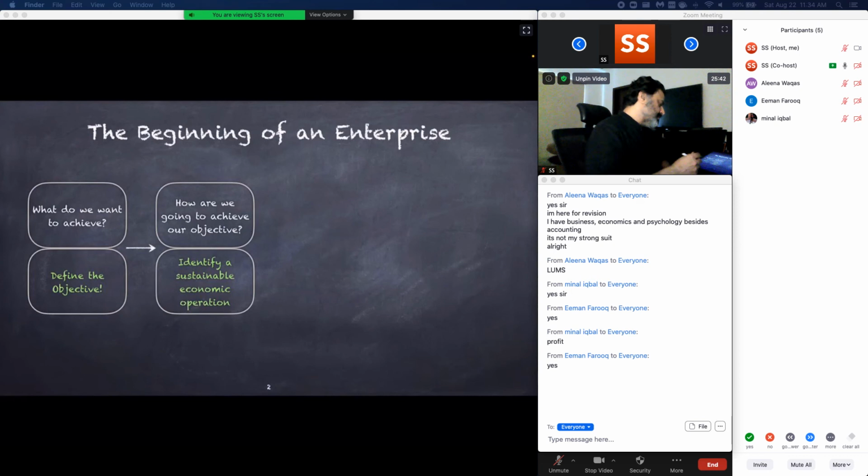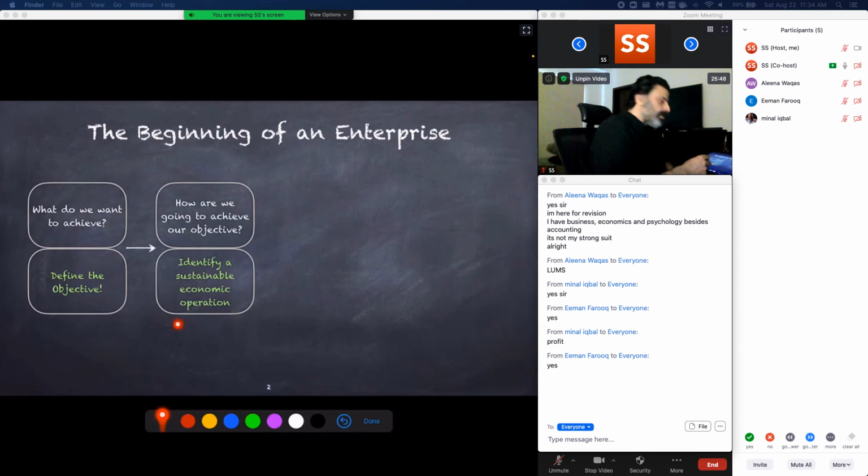which will help you achieve your objective of profit. For example, if your objective is profit here, right? A sustainable economic operation means the nature of the business that particular enterprise wants to engage in. Like when we took this lecture for the first time, I gave the example of LGS, that if LGS as an enterprise needs to exist, then it needs to identify itself a sustainable economic operation, which is going to be educational services.